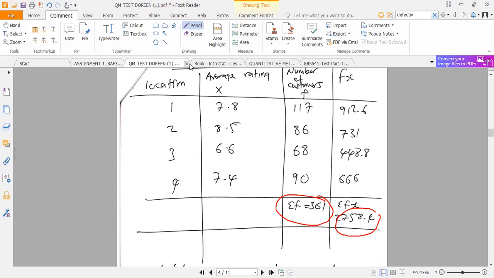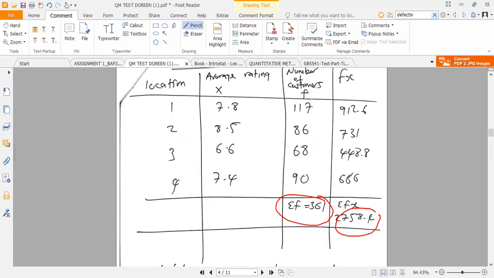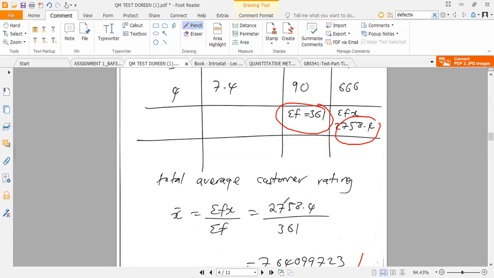I repeat, the question you're given is also in the tutorial sheet. We're given 4 locations. People became confused. They didn't know what to do. You're being told that there are 4 locations and the average ratings are given with the number of customers. The number of customers is the frequency. The average rating is the midpoint, the X. So you simply multiply each of these to get the total. Then you sum up the frequency, and you're going to get 758.4 over 361.